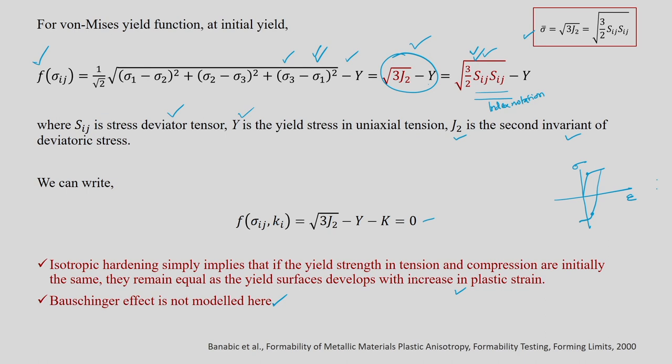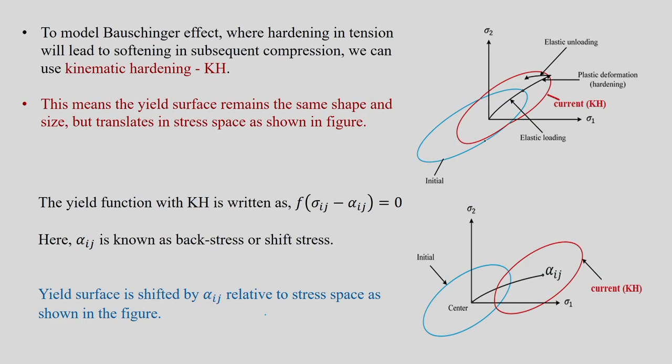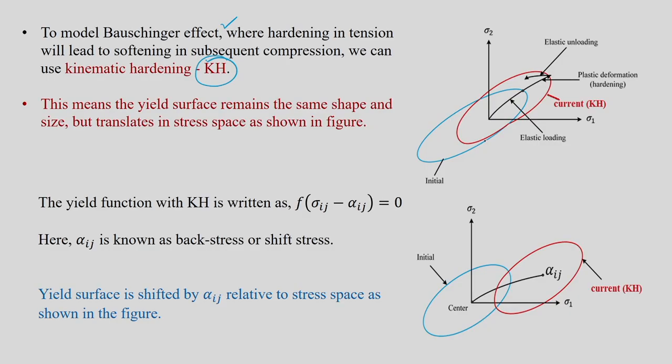So we are saying that if the yield strength in tension and compression are initially the same, they remain the same during the evolution also, which means you cannot define or model Bauschinger effect with respect to this, which actually led to kinematic hardening. So what is that? To model Bauschinger effect, where hardening in tension will lead to softening in compression, which means that in the compression side, your yield strength will be less than what it was in the first cycle, in the tension side. Then, if you want to include that, we can do that by kinematic hardening.